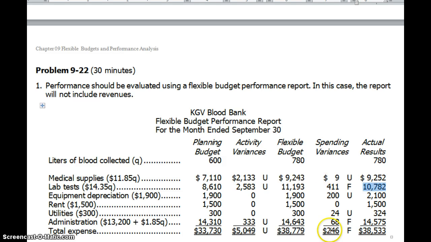So overall, we got a favorable variance of $246 as far as spending. Nothing too alarming. When we look at the activity variance, they're all unfavorable, and we would expect that. Variances when it comes to expenses will always be unfavorable if you spent more than what you planned for. And we shouldn't be too alarmed by that, because we would expect to spend more with this increased level of activity. This does it for our discussion of Problem 9-22.